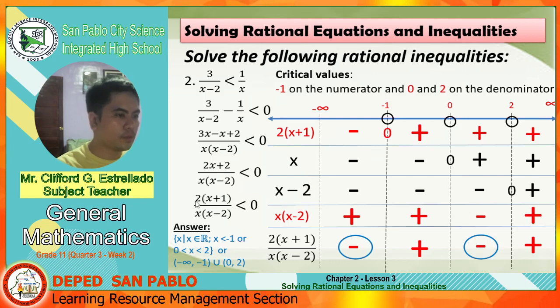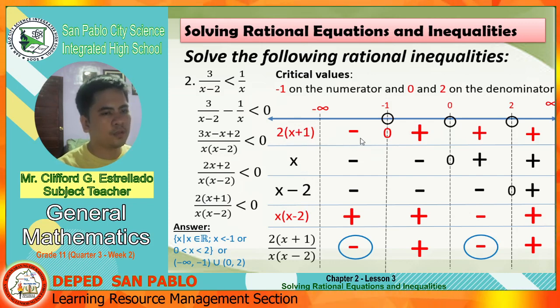So, critical values, where are the x's? So, here on the numerator, we have x plus 1. So, we have negative 1 as the critical value. Here, we have 0. So, negative 1, 0, and positive 2. And we have negative infinity and positive infinity. Okay? So, our numerator, 2 times the quantity x plus 1.